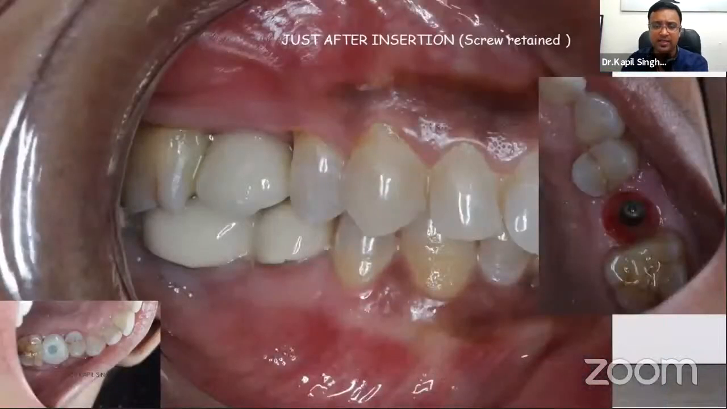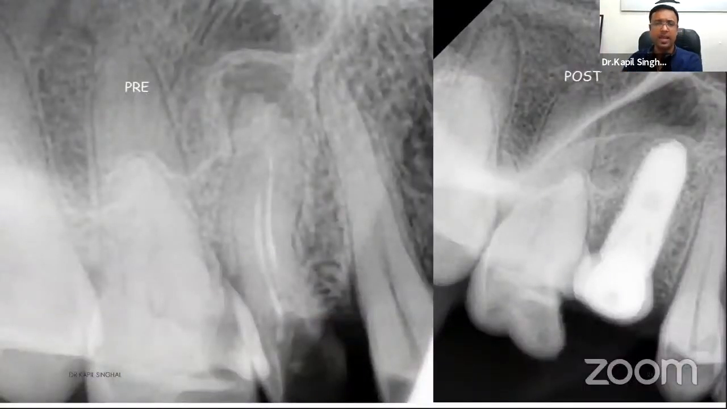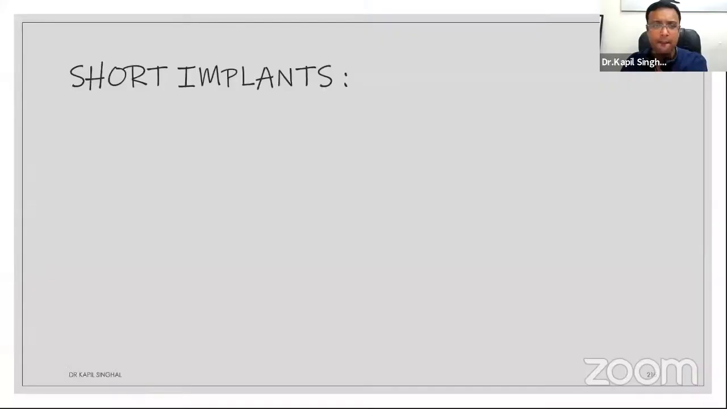And this is the prosthesis that was given to the patient. This is a screw retained prosthesis. This is the pre and post X-rays.